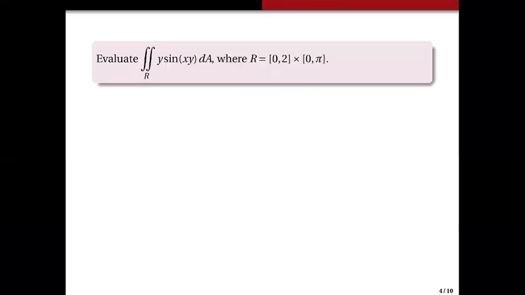For the next problem, we want to integrate over the region R, y sine xy dA, where R equals [0, 2] cross [0, pi]. In this notation, we expect that this part refers to the variable x, or the x-axis, and this part refers to y. So your region is from 0 to 2, cross 0 to pi.